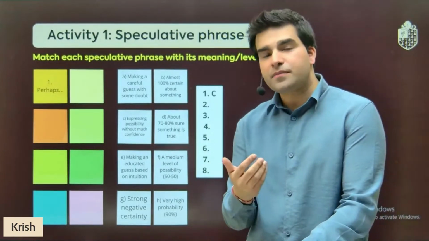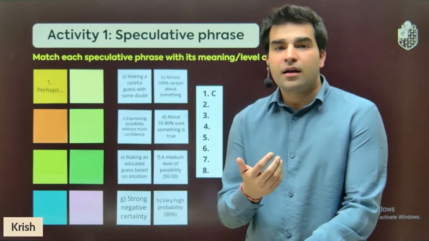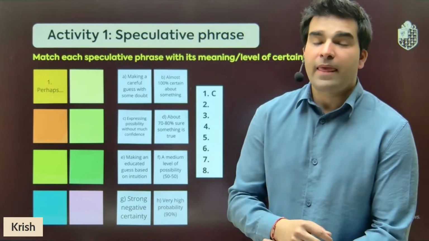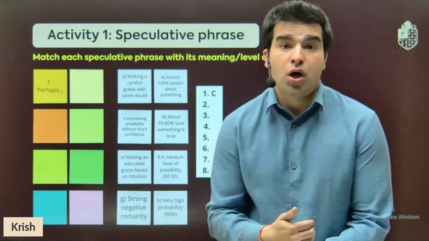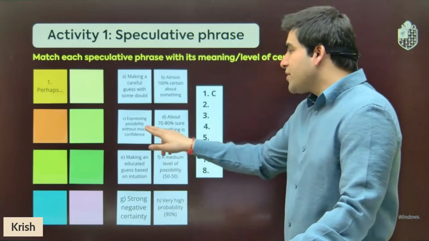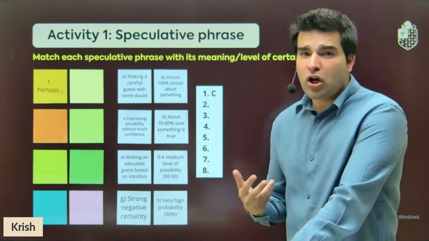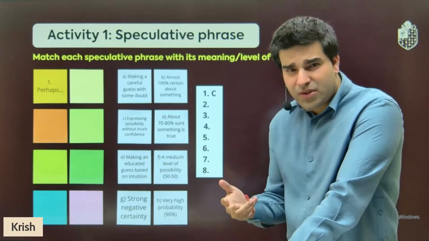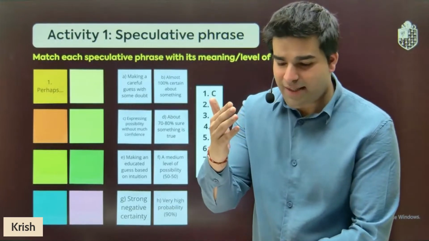For example, I'm not sure if I'll go to the party. Perhaps I'll go if you come along. So, what am I trying to say? I'm talking about a possibility without a lot of confidence. So, perhaps I'll go if you come along. Similarly, can you make a sentence with it?